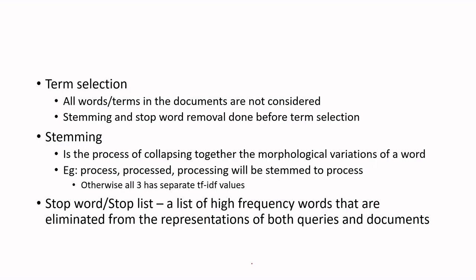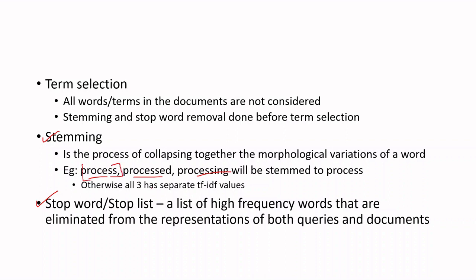This is about how the terms are selected. Not all words in the documents are considered, and two methods are used to filter the words selected for representing the document as part of the vector. The first step is stemming. Stemming is the process of collapsing together morphological variants of a word. For example, process, processed, and processing can be reduced to a single word, process.